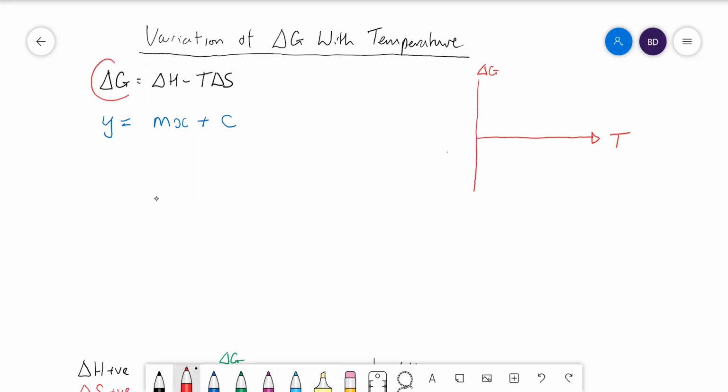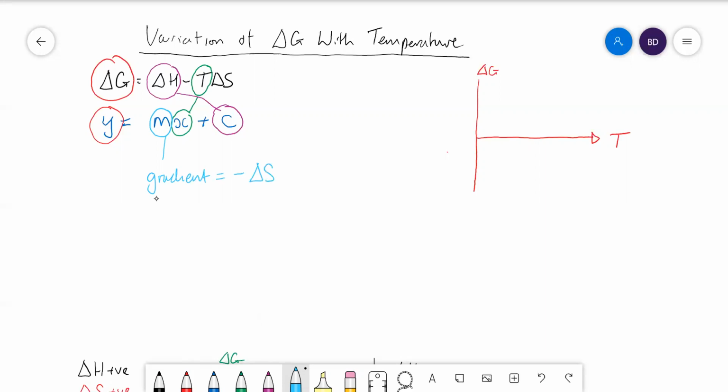So delta G is going to be y. What's changing in this? What's x? Well, the thing that's changing is the absolute temperature, so we're going to plot absolute temperature on the x-axis. That's going to be x. So you can see that means that our intercept is going to be equal to delta H for the reaction. So the intercept on the y-axis is going to be there. And m, that's really important, m is going to be equal to not delta S, but minus delta S. The gradient is equal to the negative of the entropy change.